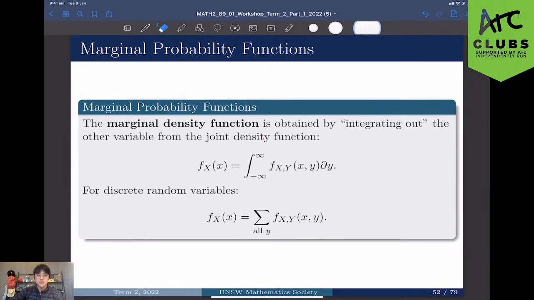To calculate the marginal density function, if we have a joint density function, which is of course in terms of x and y, and we want just the density function of x, what we need to do is integrate the joint density function with respect to y, over y's domain. So this is for the continuous case. For the discrete case, we're just going to add all the values of the joint density function at a value of x for all y.